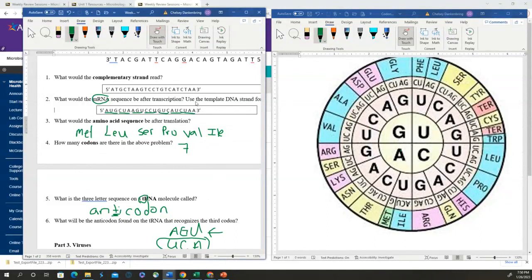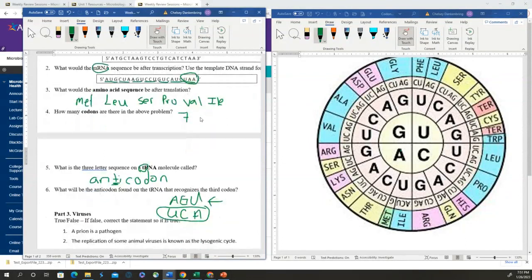Because remember, this last codon right here is always the stop codon. It tells the ribosome, hey, we're done. No more. So the stop codon doesn't actually code for an amino acid. It's just letting the ribosome know that its job is done. So there will not be any amino acids associated with this last one. Okay, thank you. That makes sense. Awesome. Good question. Anything else?